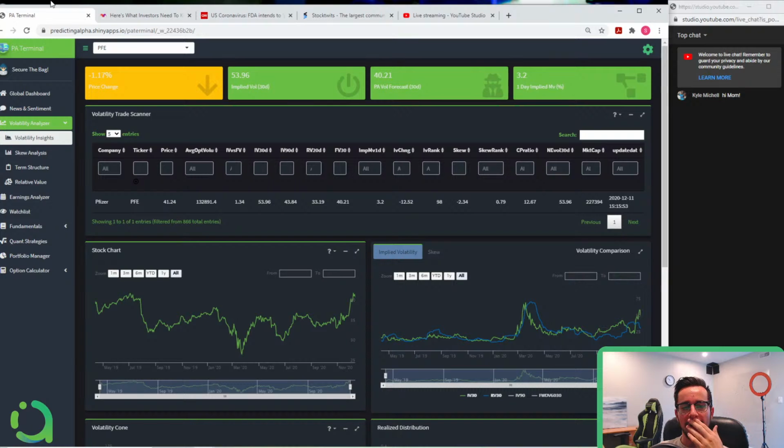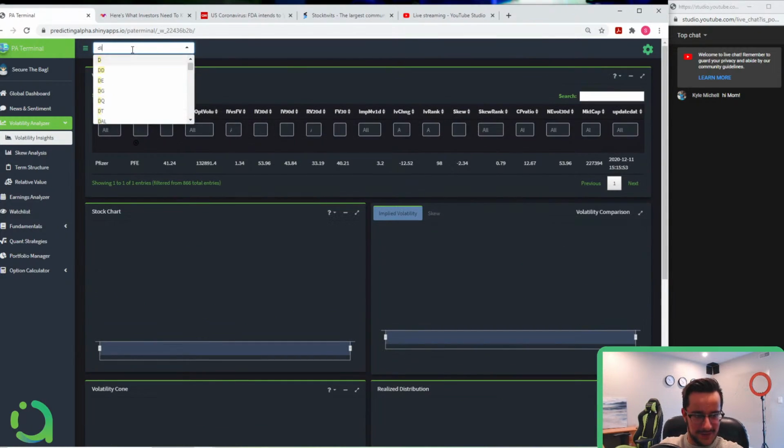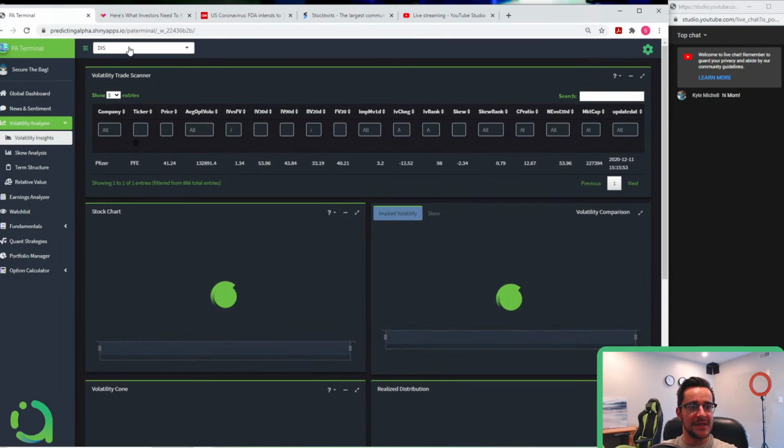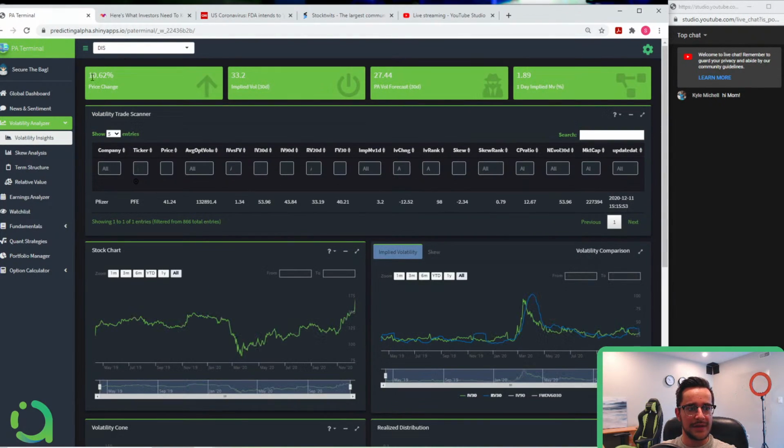But another trade that I want to break down for you is what I'm seeing around Disney right now. So Disney is up, I believe, 10% today. It's like a huge move for the company today. Let's have a look. Yeah, Disney's up 10.62%. Like huge move for the company. Something that we haven't seen in quite a while for the company.